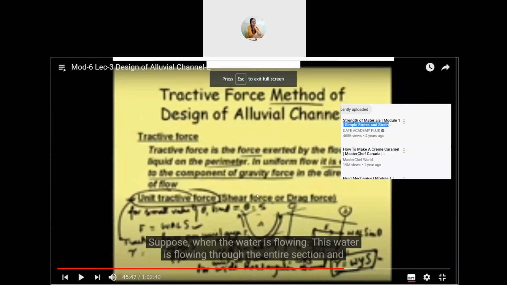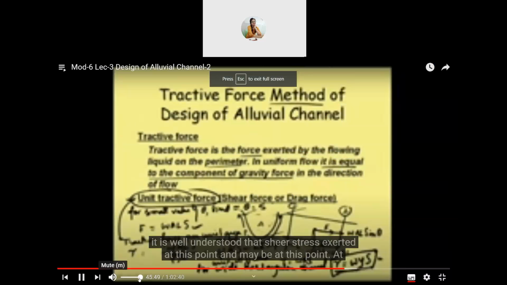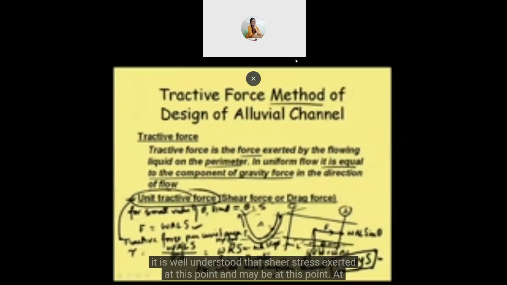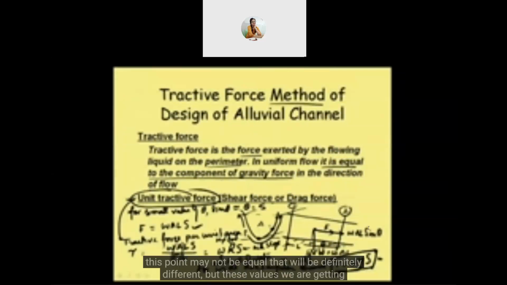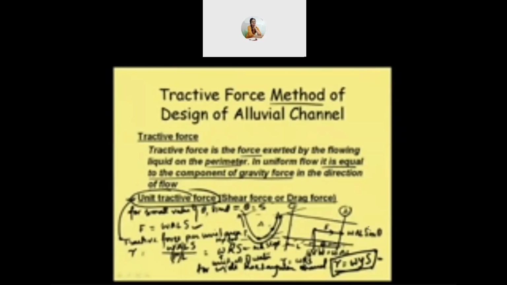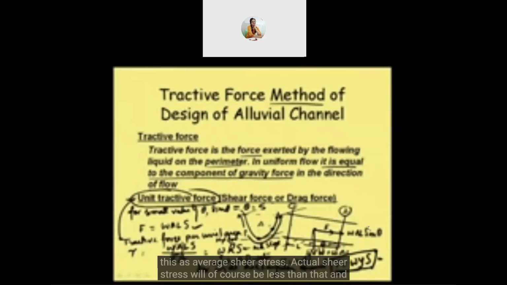It is well understood that shear stress exerted at this point and maybe at this point will not be equal. That will be definitely different. But this value we are getting by dividing the total shear force by the entire surface length, and that's why we are considering this as average shear stress. And actual shear stress will of course be a little less than that and will be having some variation.